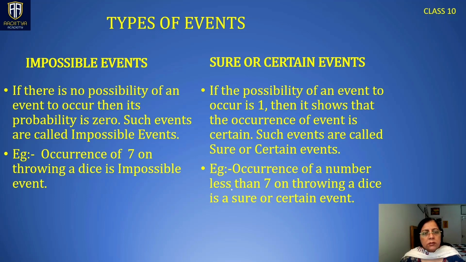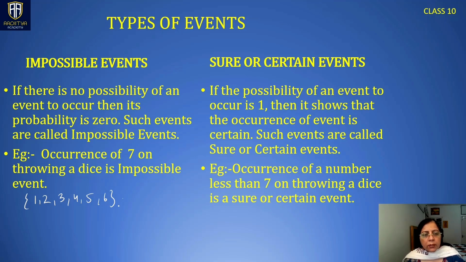Impossible event means there is no chance of occurrence of the event. So how can that happen? If there is no possibility of an event to occur, then its probability is zero. Such events are called impossible events. So the example: the sample space for the experiment of throwing a dice is 1, 2, 3, 4, 5, 6.